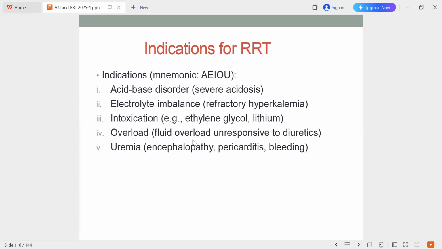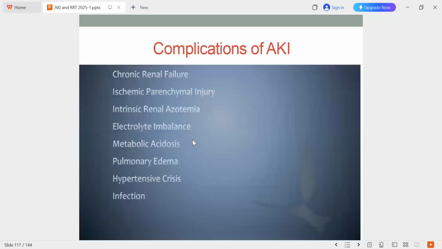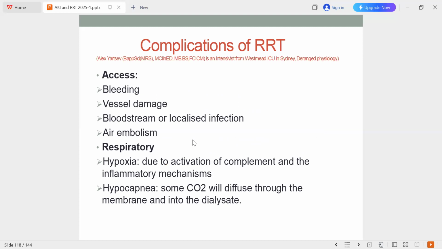But just for your information, you can use the vowels A, E, I, O, U, where you have acid-base disorders, especially acidosis, electrolyte imbalance, usually referring to hyperkalemia, intoxications, and overload, fluid overload that is usually unresponsive to the use of diuretics, patients who are uremic, whether encephalopathic, uremic pericarditis, or coagulopathy resulting from uremia.